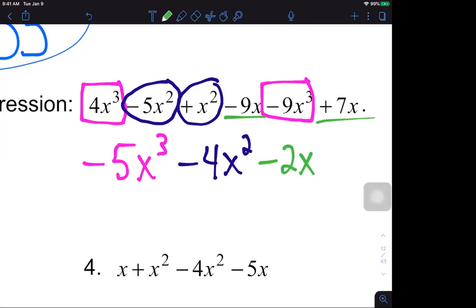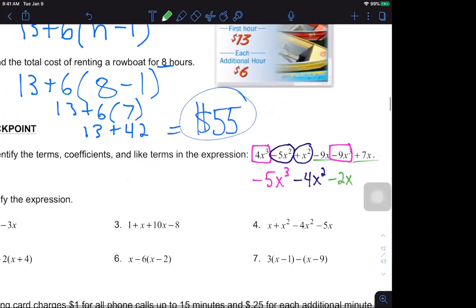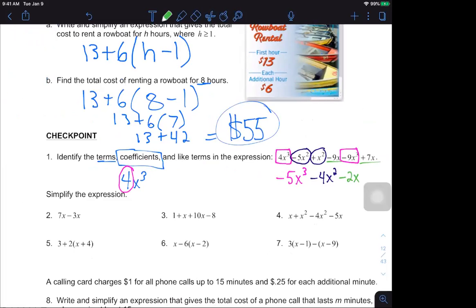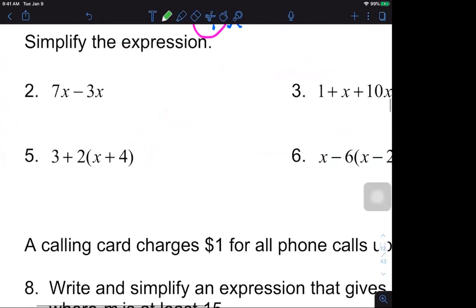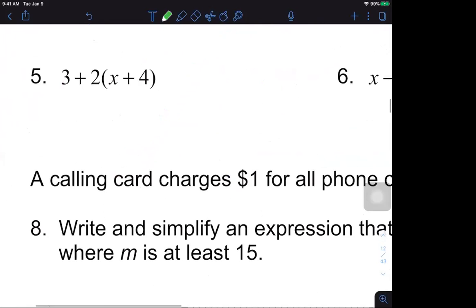Questions on any of the vocabulary we had for this unit? So again, terms, coefficient, and like terms. Okay, just 2 more quick ones, and then we'll be done for today. We have number 5 I'm going to look at.